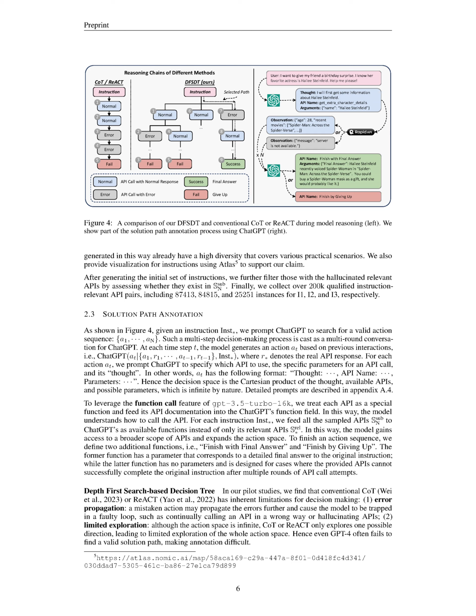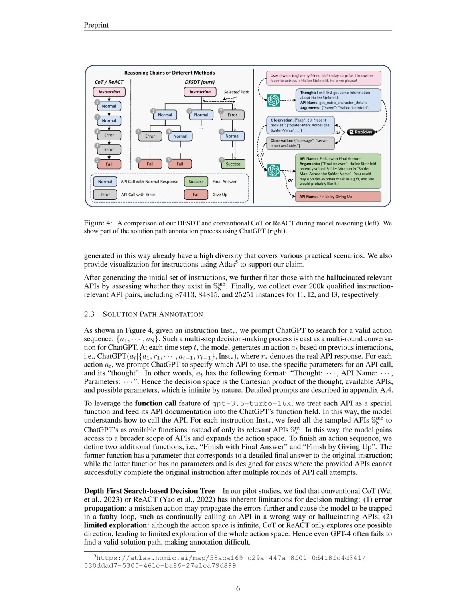As shown in the figure, given an instruction, which we'll call inst*, we ask ChatGPT to search for a valid sequence of actions, A1, A2, and so on, and we treat this multi-step decision-making process as a multi-round conversation for ChatGPT. At each step, the model generates an action based on previous interactions. For each action, we ask ChatGPT to specify which API to use, the specific parameters for an API call, and its thought. So, an action has the following format: thought, API name, parameters. The decision space is the combination of the thought, available APIs, and possible parameters, which is essentially infinite.